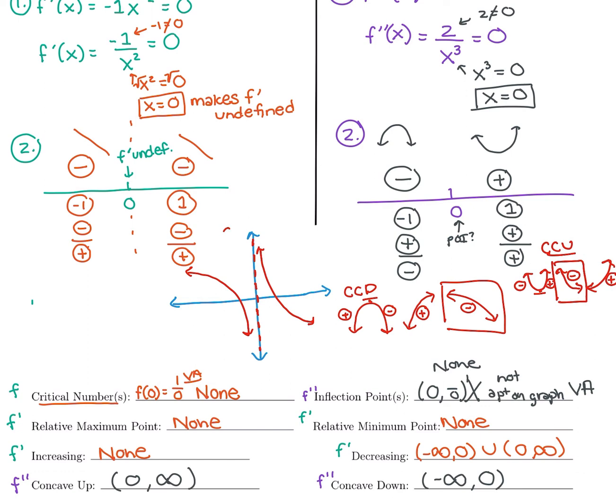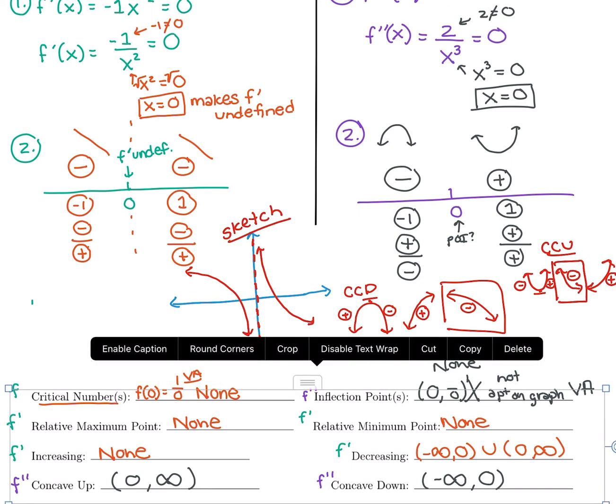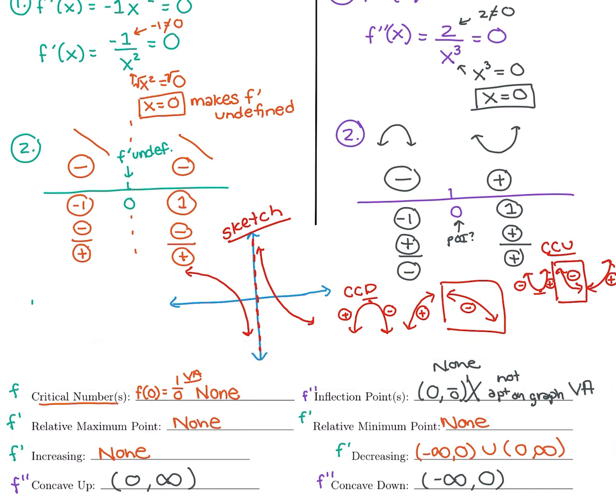So there's a random sketch of what this could look like, just to get us ready for some curve sketching, but a more unique function because our critical number happens at a vertical asymptote, so we don't get to call it a critical number. And then same thing with our inflection point, also happens at a vertical asymptote, so we don't get to call it an inflection point.